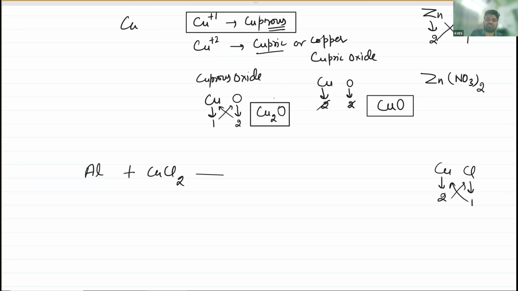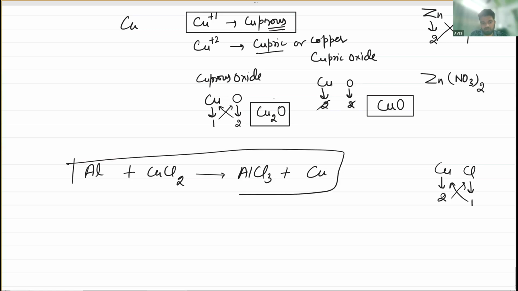And when it reacts, it will give you aluminium chloride. What's the formula for aluminium chloride? AlCl3, plus copper. Will I write copper like Cu2 positive? No, just Cu. Only the Cu, okay? Because it is written alone, it will be written this way. So this is the formula for this one.